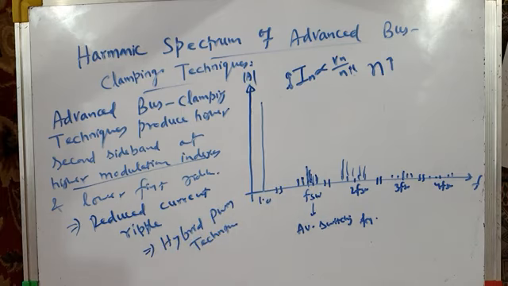We will study this hybrid PWM technique in detail in one of the future lectures. So the idea is that at low modulation indexes, the conventional space vector PWM technique gives low weighted THD, and at high modulation indexes, the advanced bus clamping PWM technique gives low weighted THD. Okay, so with this I will end my today's lecture.